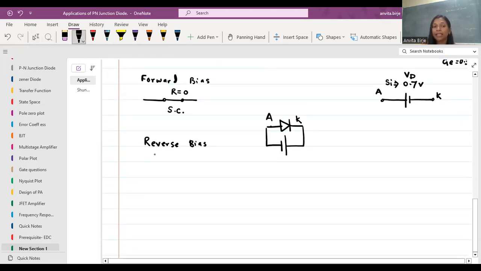So in reverse bias, in the ideal case, the diode acts as an open switch. The resistance offered by this diode is infinite, very high resistance. Therefore, it acts as an open circuit or open switch. And practically also, it is offering very high resistance. So the reverse bias resistance is very high, infinite resistance. This concept we use in the further explanation of the shunt clipper.